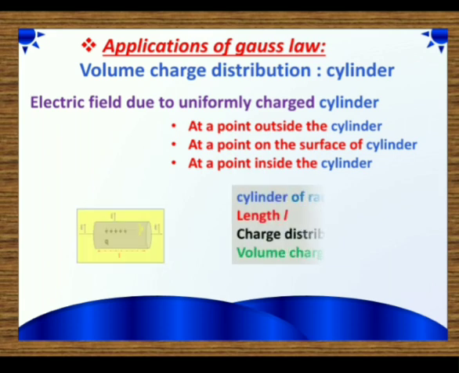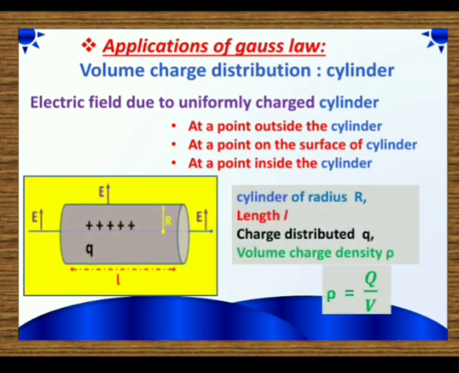For that, what am I doing? I am taking a cylinder of radius r on which a charge plus q is uniformly distributed. Now, my charge is uniformly distributed throughout the whole cylinder. So, I can take the volume charge density rho equal to q by v. Volume charge density means charge per unit volume. My cylinder length is L and radius is r, and the charge distributed is q.